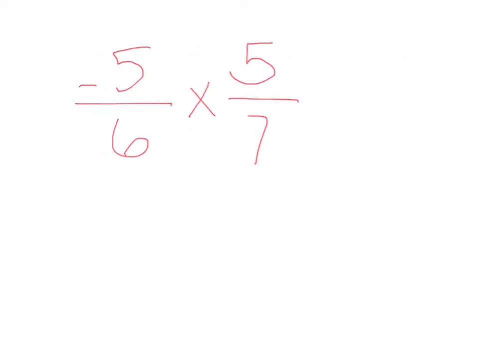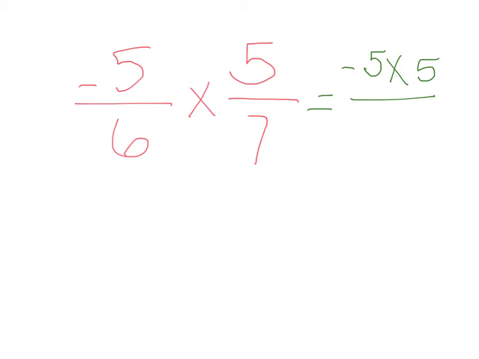Example 2, negative 5/6 times 5/7. So we're going to multiply our numerator by our numerator. So we're going to have a negative 5 times a positive 5. And then for our denominator times our denominator, you see that the negative is with the 5. So only one of these numbers has to be negative to make the fraction negative. If both were negative, it would become positive.